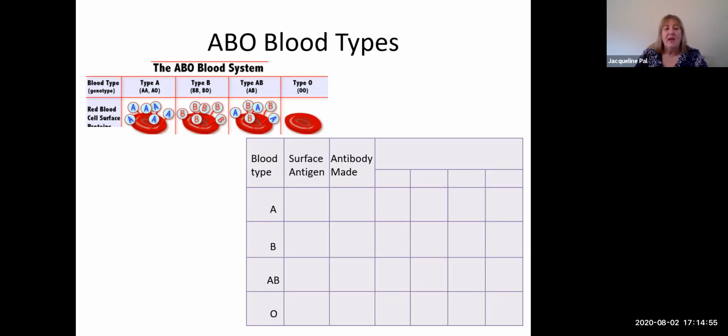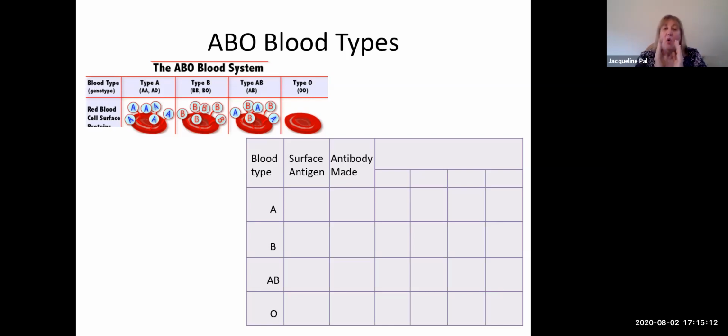Okay. And then type O, you have no surface antigens. So you don't have antigens. Do you like A? So you'd be making anti-A's. And do you like B? No, so you'd be making anti-B's.